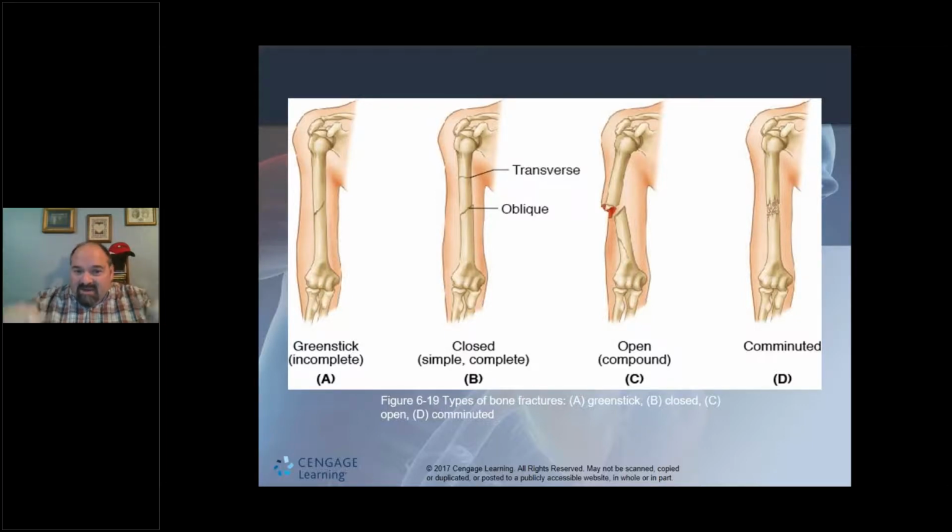You can bend it, right? It has a good amount of flexibility, and then all of a sudden it might break once you get it to a point, but it's not going to be a complete break, so it'd only be incomplete. So this is why we call it a green stick fracture.